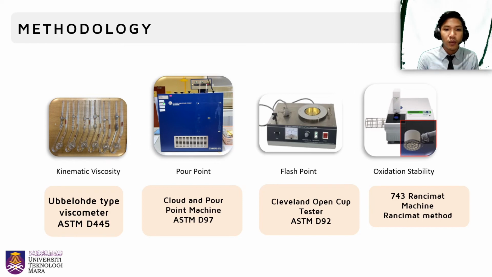It is measured when a small test flame passing over the surface of the liquid causes the vapor to ignite in a flash. For measuring oxidation stability, the Rancimat test method will be used, which functions by accelerated aging. The time until an electrical conductivity change of the specimen is seen is called the induction time, which is used to calculate the oxidation stability.